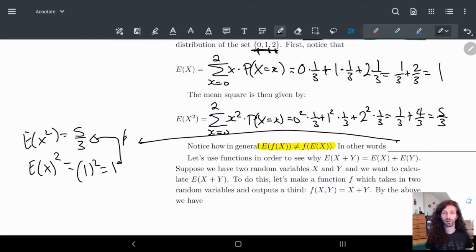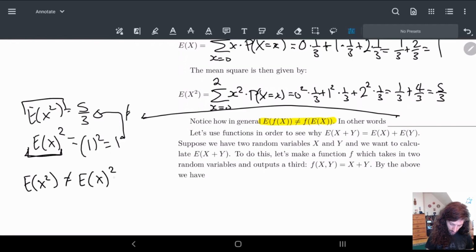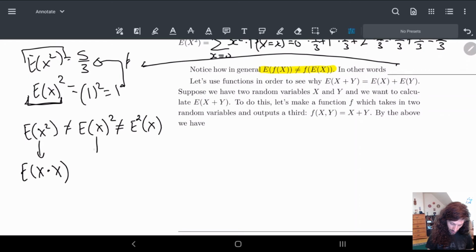Also, this is something to note about the way I write things. Notice where the square is. E of x squared is not equal to E of x, squared, and this is not equal to E squared x. These all mean different things. A lot of algebra teachers get this wrong because they use all these different notations, and it's technically wrong and really bad. This means E of x times x. This means E of x times E of x. And this means E squared of x.